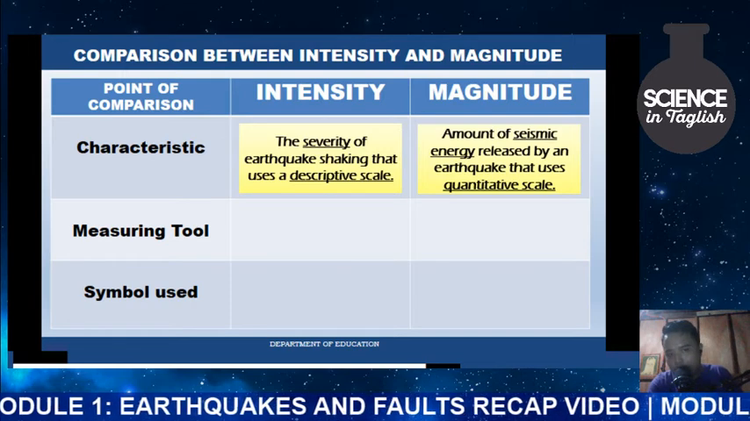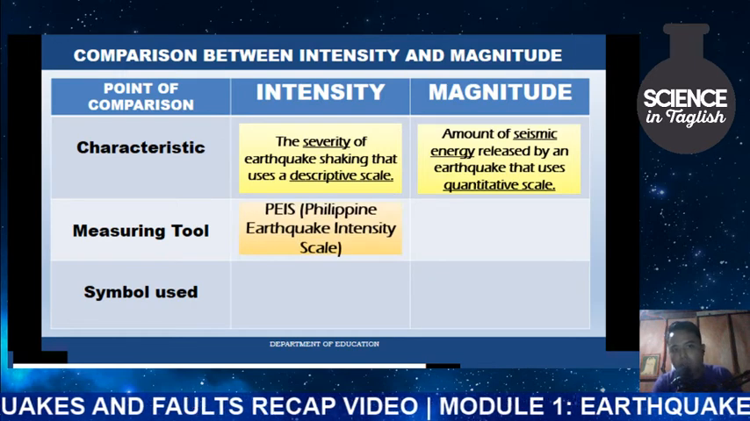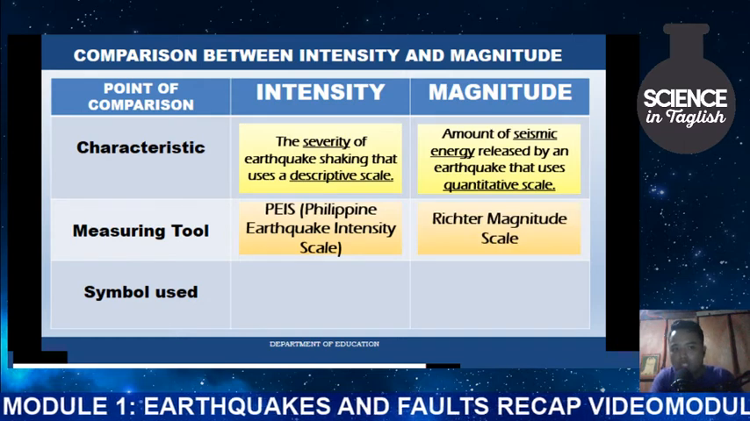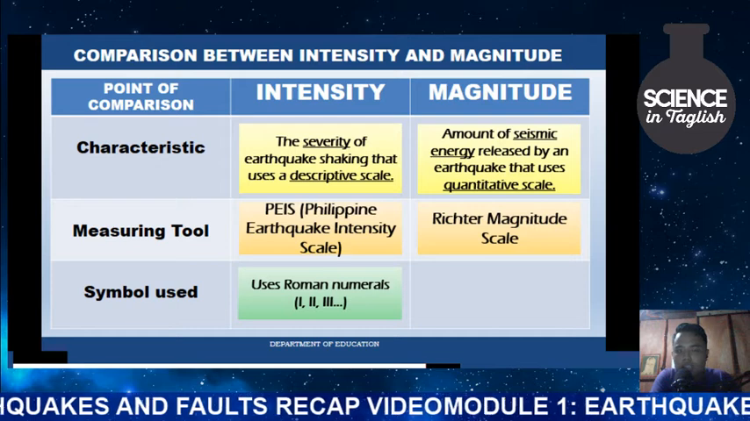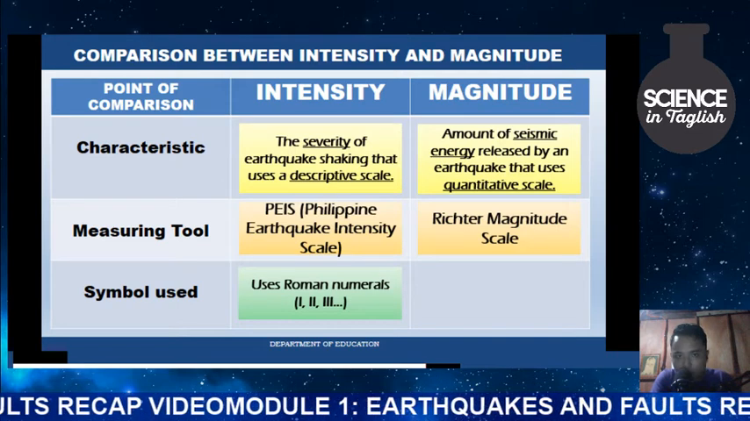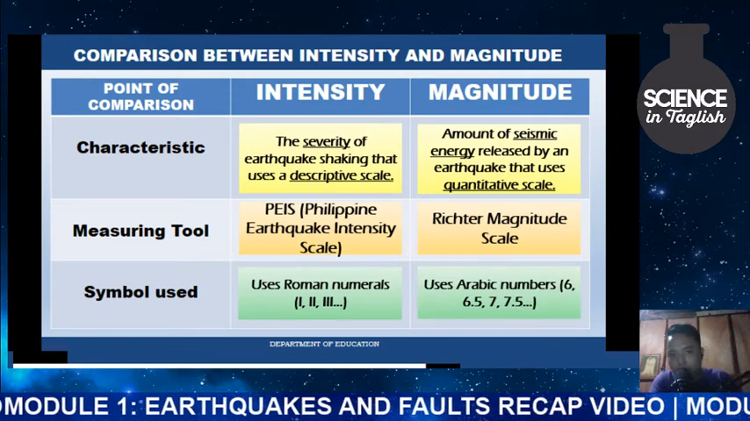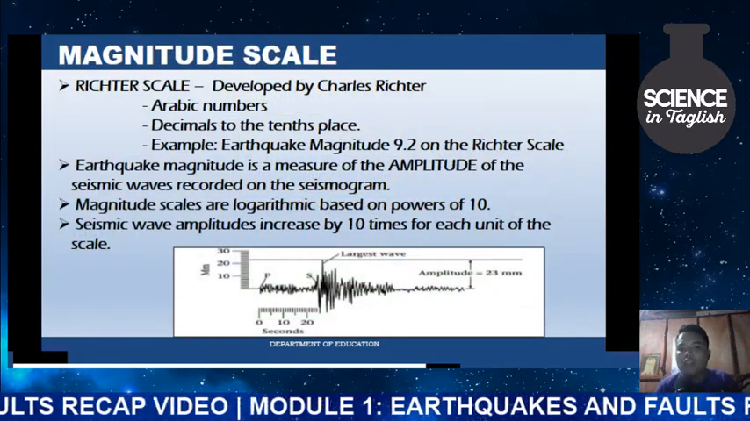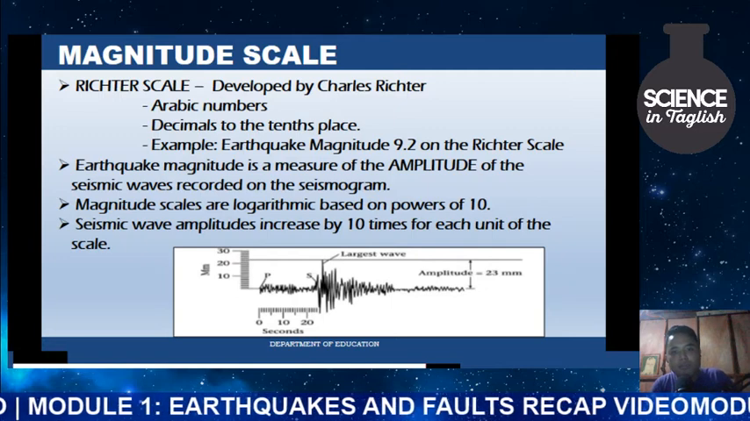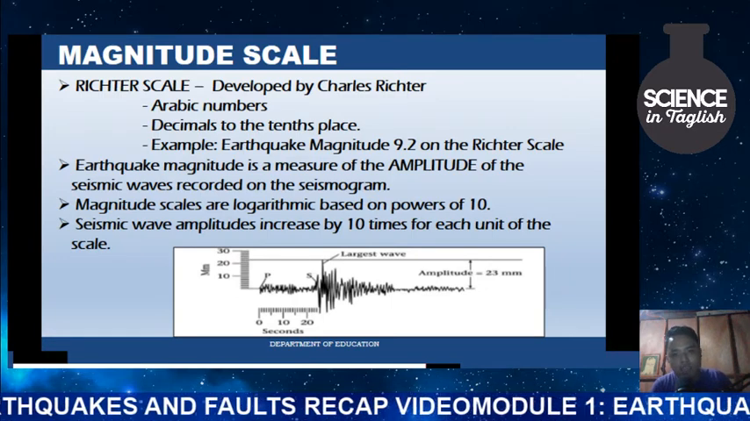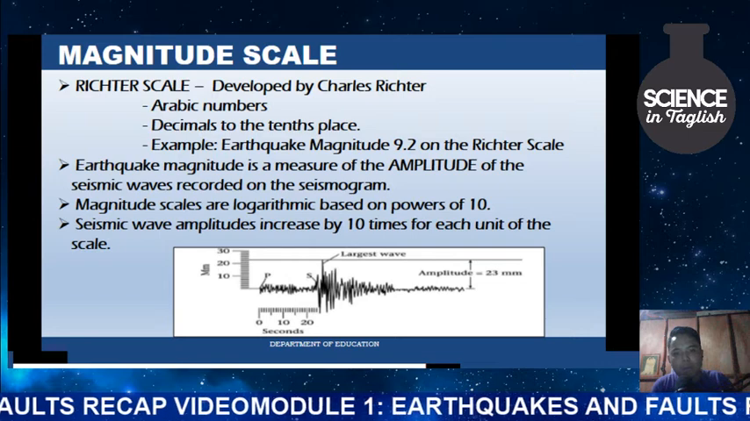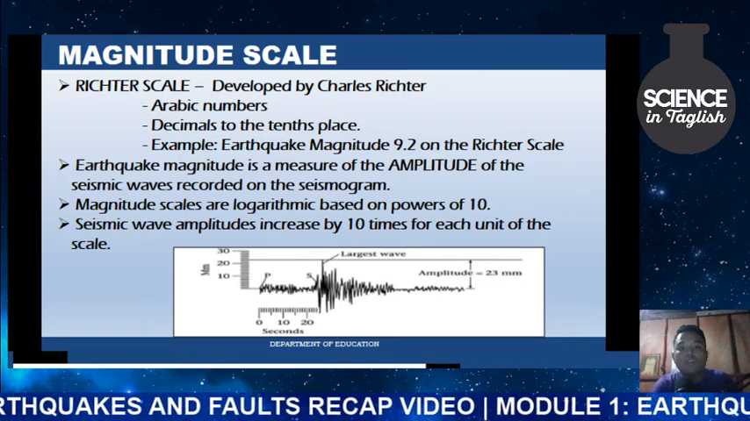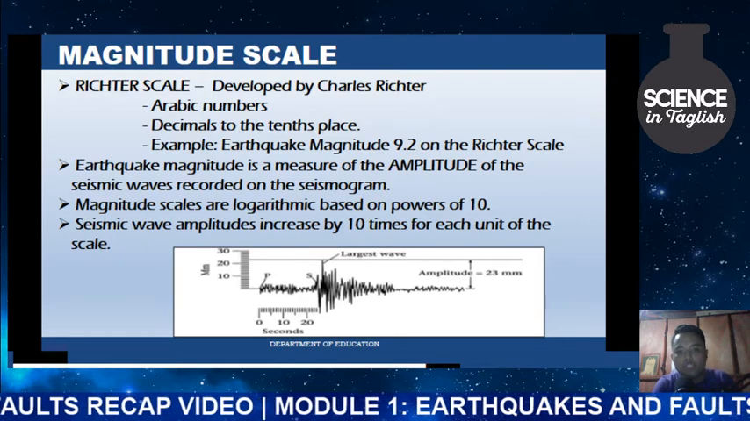Measuring tools, sa intensity, ano gamit natin? PEIS, Philippine Earthquake Intensity Scale. Magnitude, Richter Magnitude Scale. Symbols used, sa intensity mapapansin nyo Roman numeral. Sa magnitude, Indo-Arabic yung numbers. So, just a recap, pag magnitude ang gamit natin Richter scale. So binabasa nila yung amplitude, yung taas ng mga waves, tapos titingnan nila kung times 10 ang times 10, doon nila masusukat yung magnitude, yung energy ng lindol.